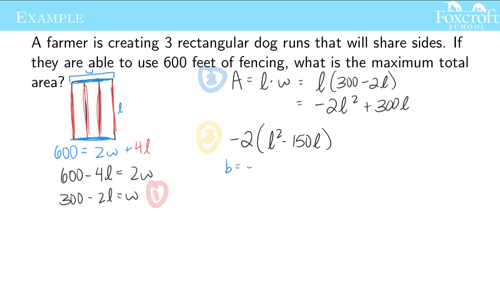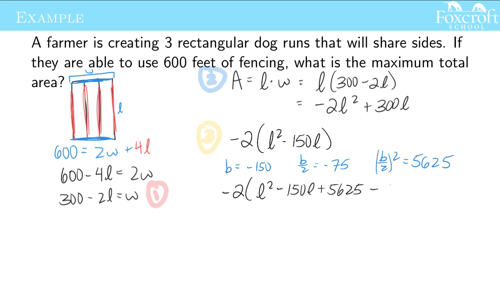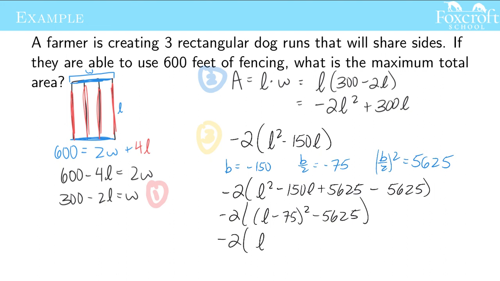My B being negative 150, dividing it by 2 to get negative 75, and squaring it to get whatever the heck negative 75 squared is, which I'm going to check. 75 times 75, 5625. That tells me now that my equation, this negative 2 is just going to hang out. But now I know I have to add 5625 and then subtract 5625 to turn my equation into L minus 75 squared minus 5625. Now I distribute the negative 2 in. And 5625 times 2 is 11,250.